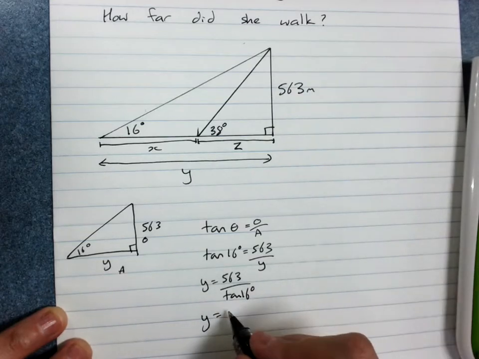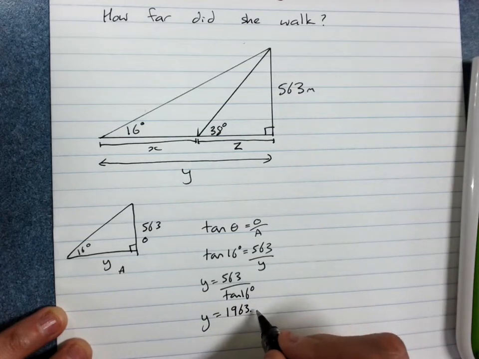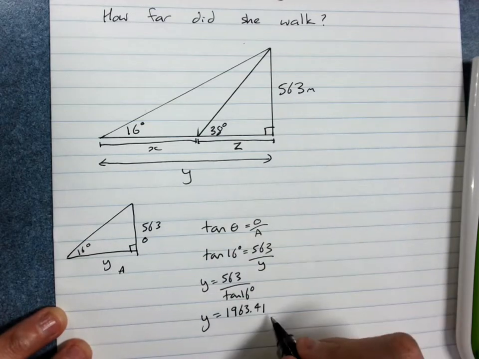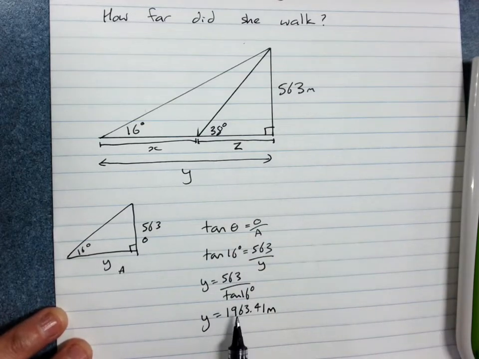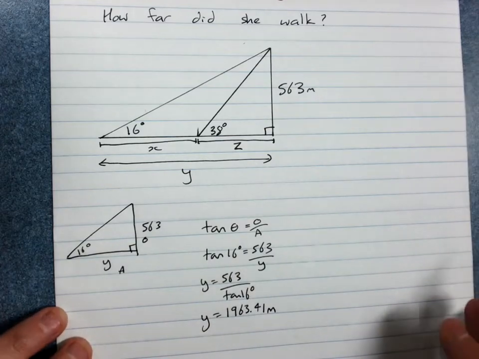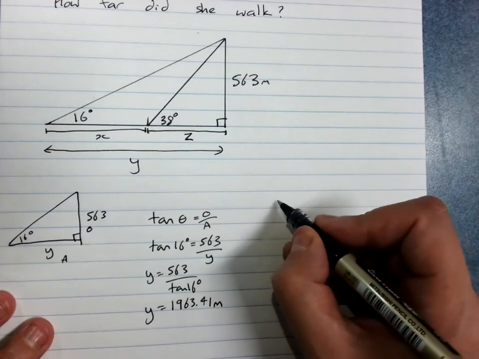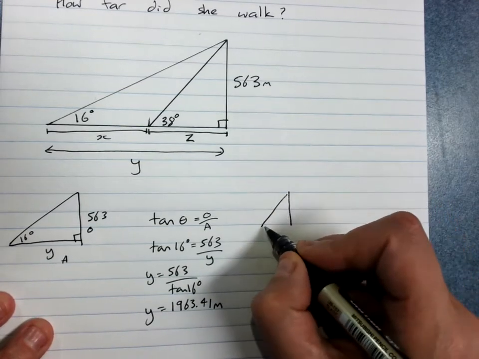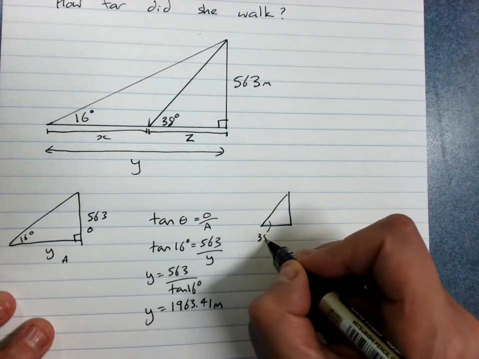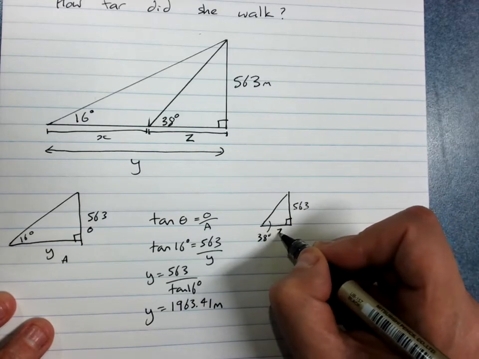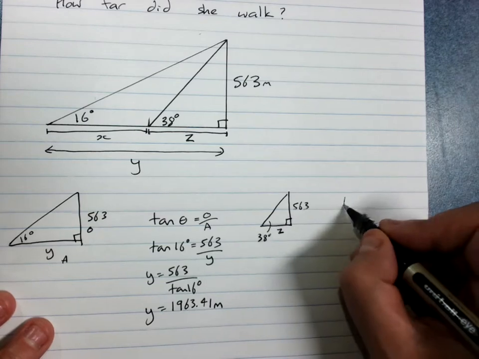Now we are in meters. So she's close to 2 kilometers from the trig point in a horizontal direction. Your small triangle has 38 degrees. And we're finding z, which is still going to be tan.